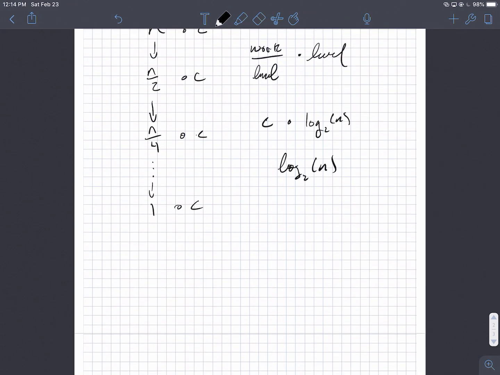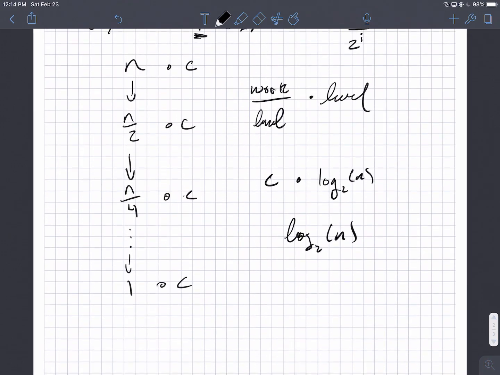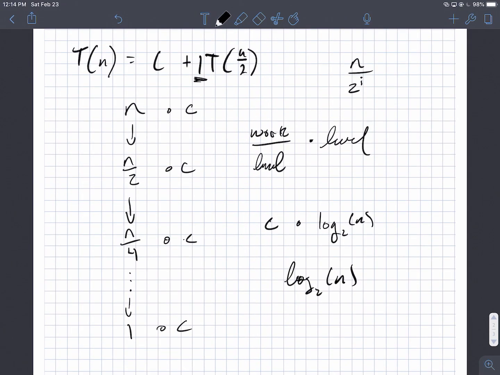All right, so we just went from some pseudocode to a recurrence to a runtime using the tree method. Any questions on that?